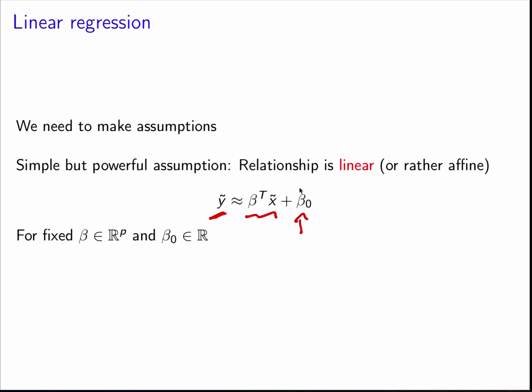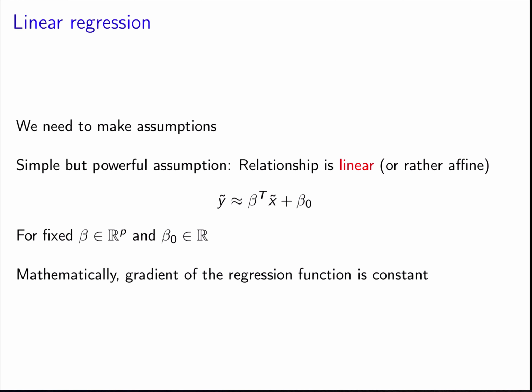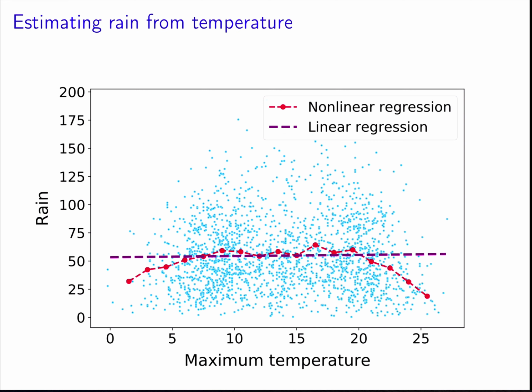Okay, and the assumption here is that if you fit this model in your training data, for a fixed beta, so you're going to compute the vector of coefficients beta and the constant beta 0, and then you're going to be able to estimate this quantity well on your test data. This would be the assumption. Mathematically, essentially what we're saying is that the gradient of the regression function that connects the features to the response is constant. So here's a very simple picture.